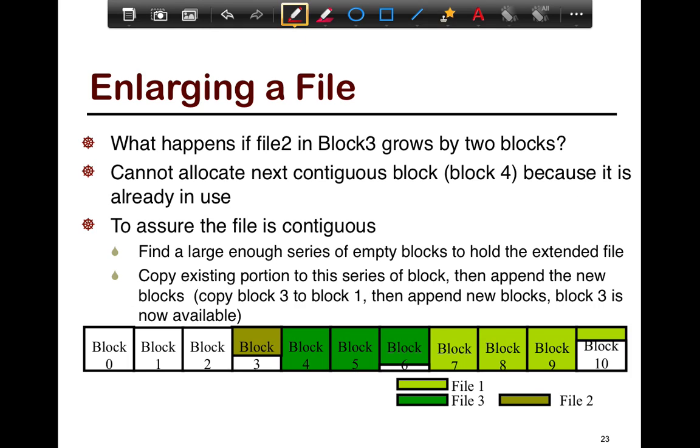The big challenge with continuous allocation is that growing a file is a really hard task, because you essentially have to wipe out the file and find another continuous block. And finding that could possibly mean relocating other files in the system, and it's just a hard bin packing problem.